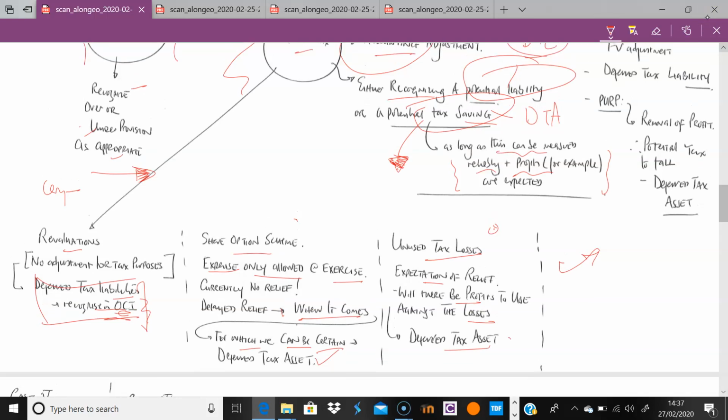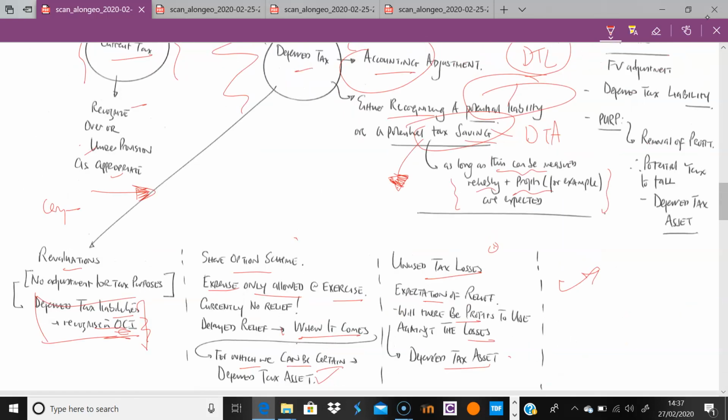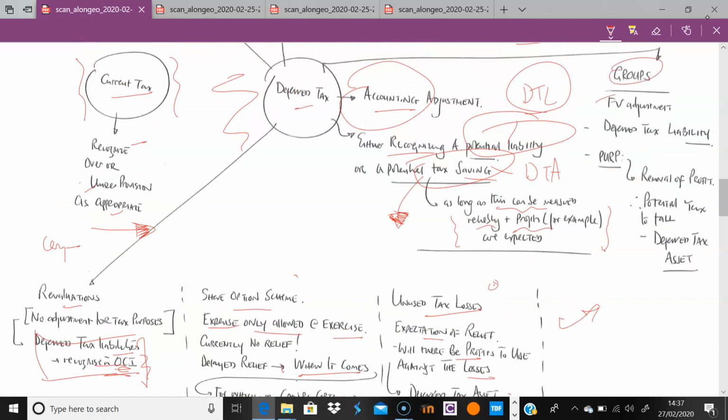Right, the other issue is to do with groups. With groups, as we know, we have fair value adjustments. So of course, with groups and working two, we do a fair value adjustment of the subsidiary, and by default, you will now have a deferred tax liability, because in effect, it's a type of revaluation.